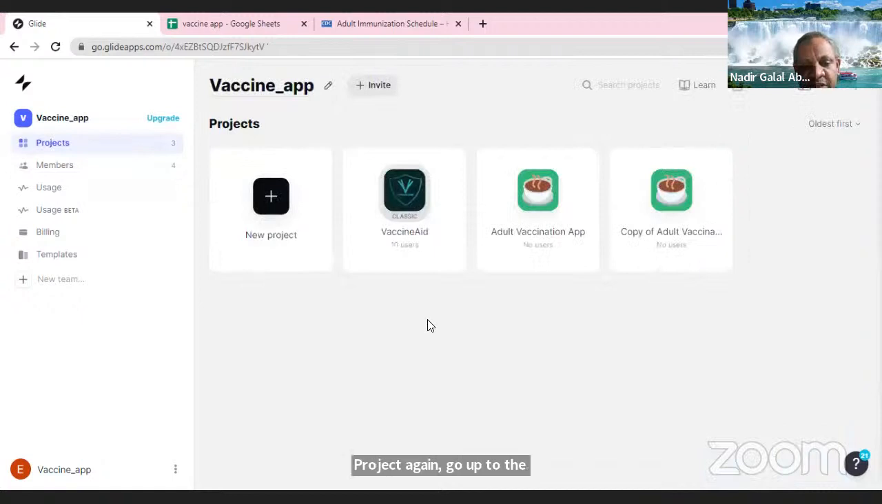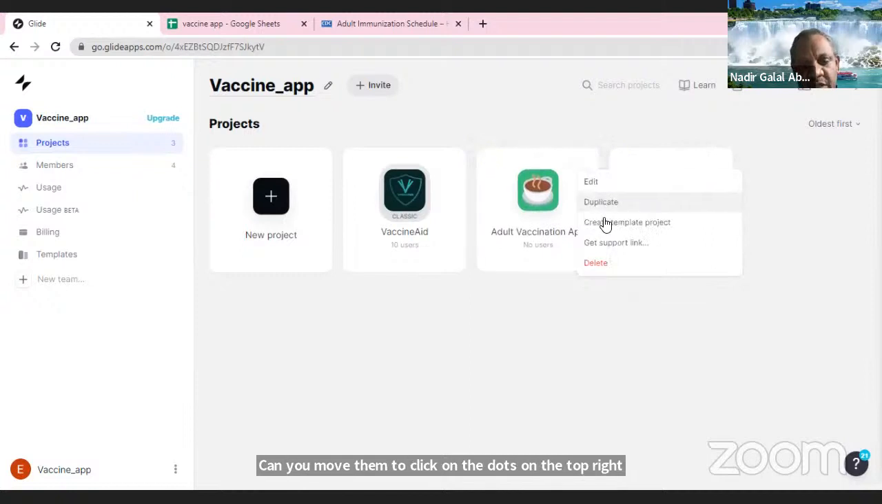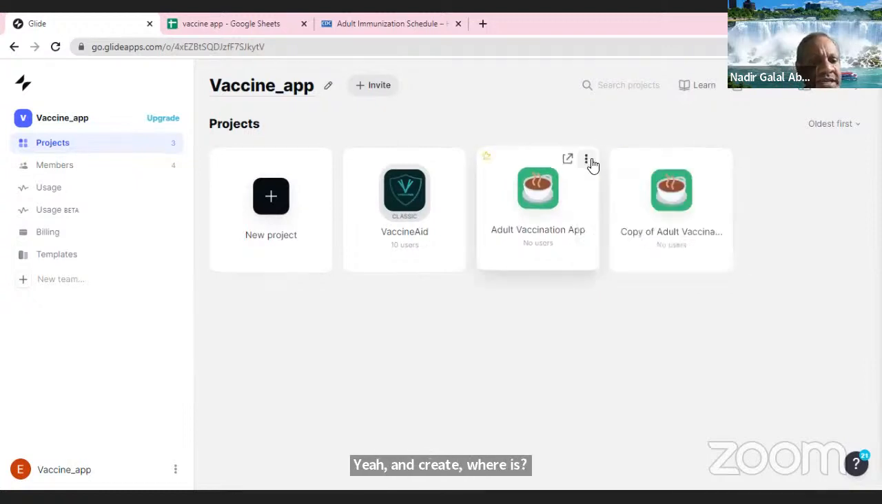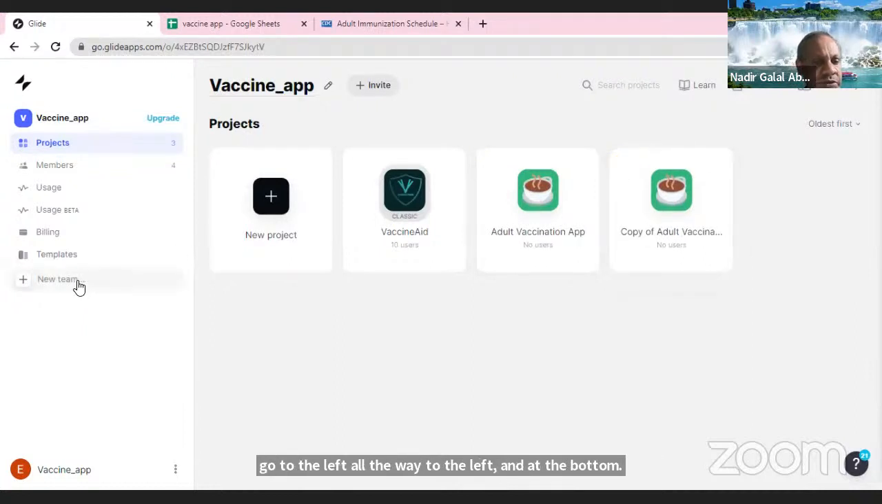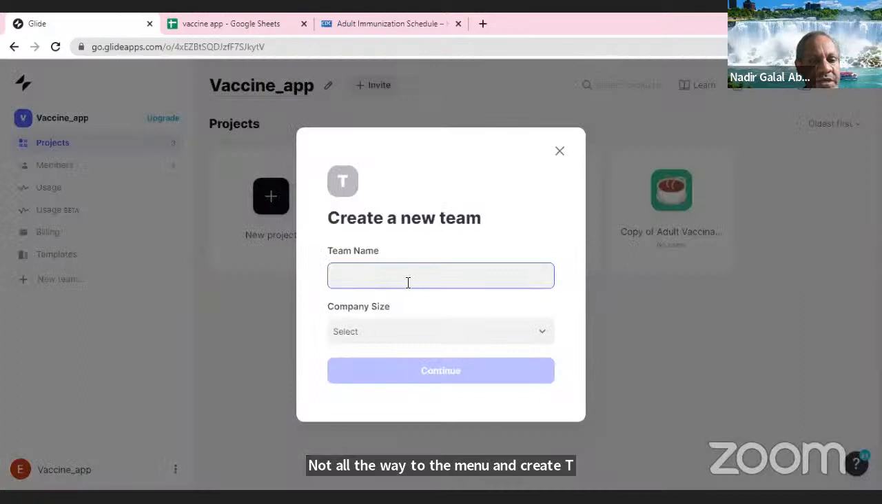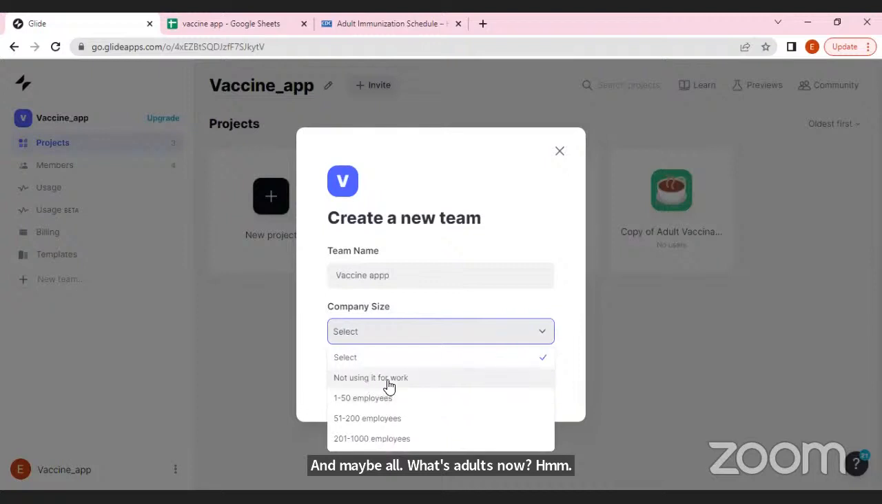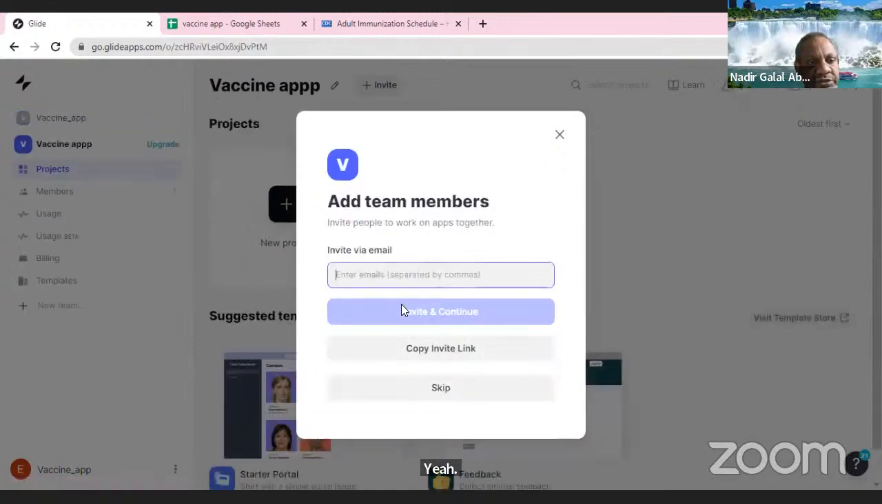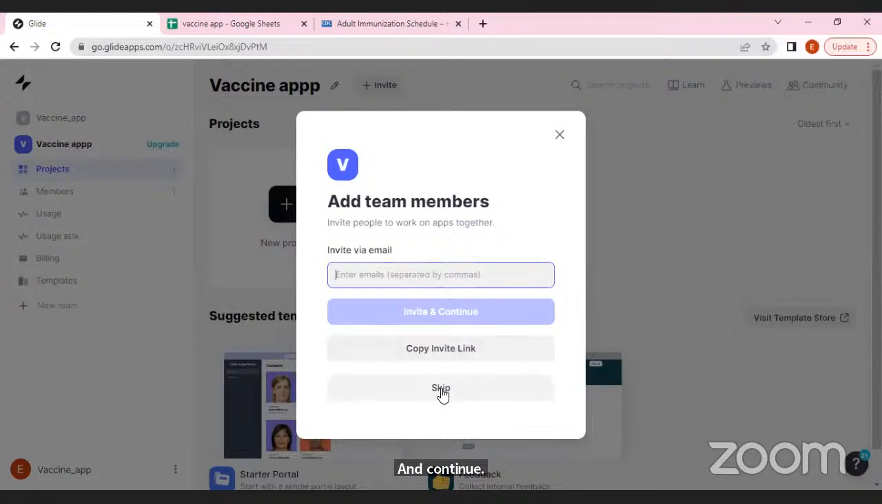So you have other apps, right? These 2, yes, the adult app. Can you move them? Click on the dots on the top right corner. Create... where is... no. Okay, go to the left, all the way to the menu, and create team, new team, and maybe all, what's adults, yeah. Not using it for work. And continue. So now go to the, okay, I'll skip.